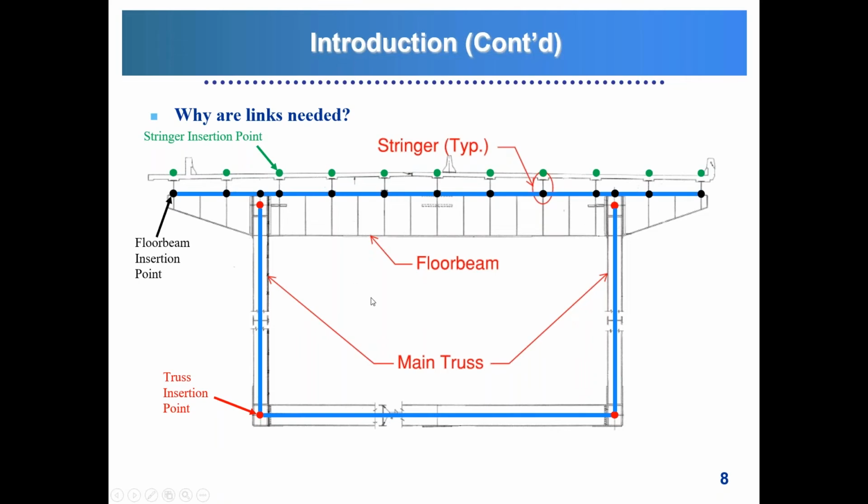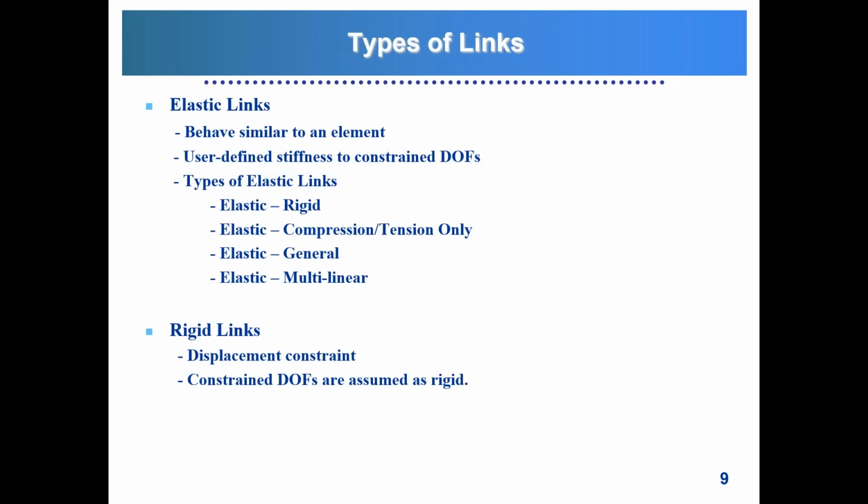Again, at this point, we have to tell the software that all of these elements are interconnected. That again, it's done with links. So now that we have a good understanding of where we apply links and why we need them, we can jump into the types of links.